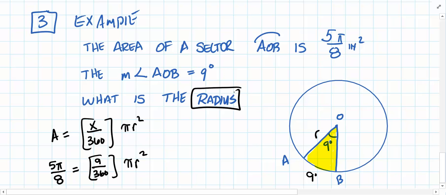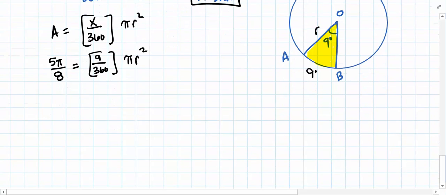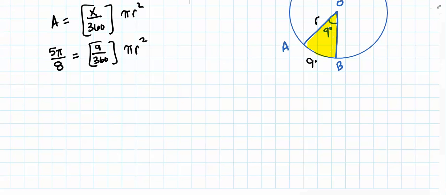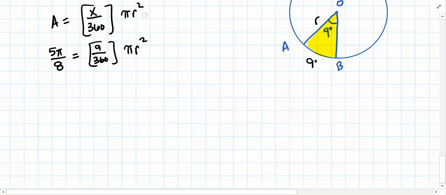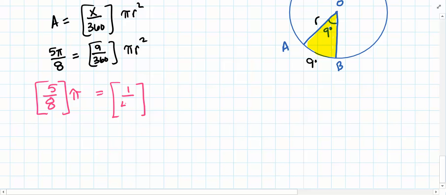What am I trying to find, everybody? The radius. Very good. So first things first. Do you agree? I could write this like this: 5/8 times pi equals 9 over 360. Can I simplify that fraction? Yeah. What would it be? 1 over 40. Good, I agree with that. Times pi and then an r squared. You guys cool with that part?